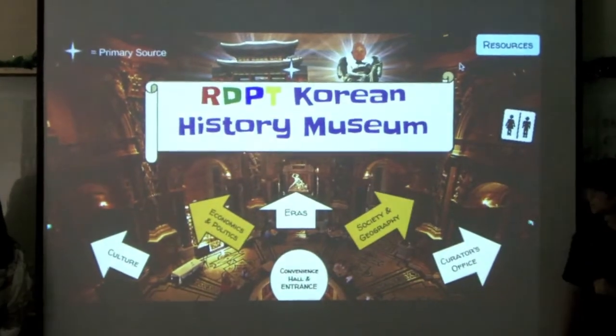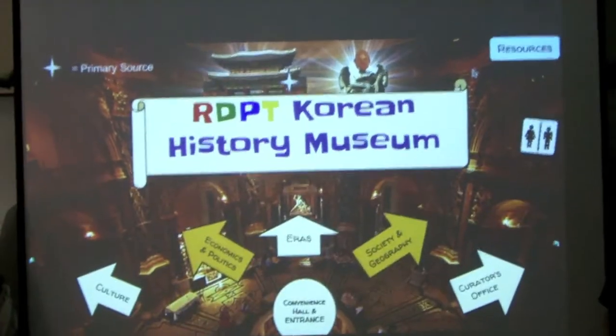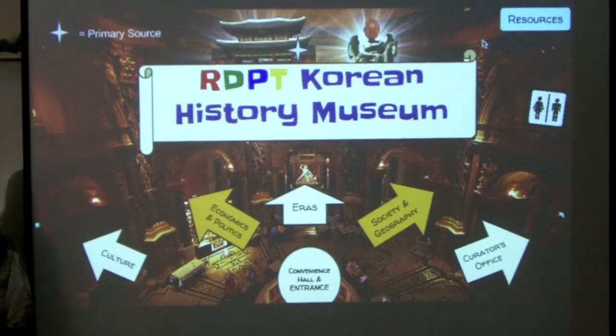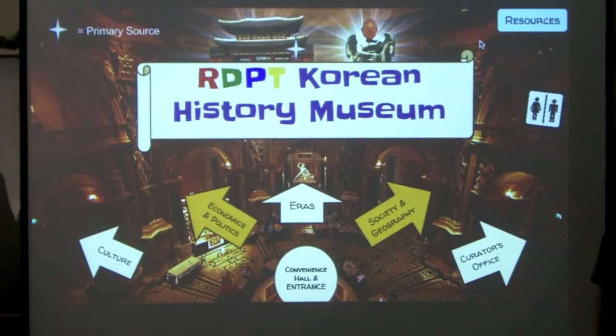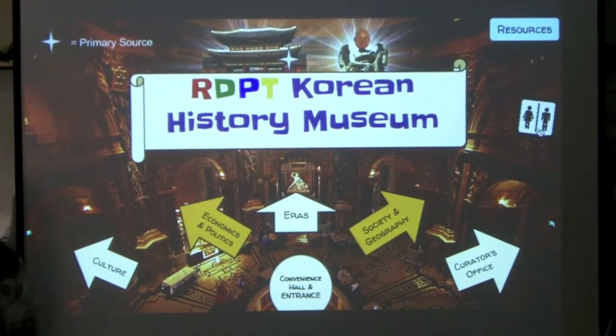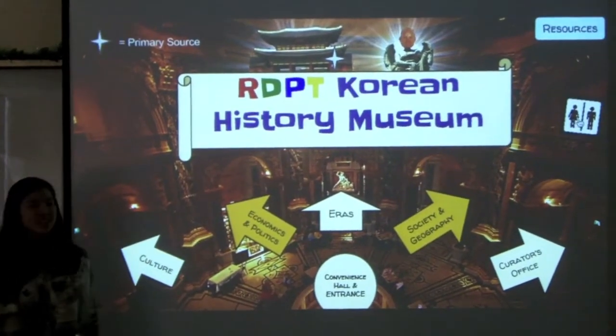So our RDPT Korean History Museum is divided into 5 exhibitions, which are culture, economics and politics, and era, society and geography, and the curator's office. It also has a convenience hall in the entrance. So first, we'll start by introducing the bathroom, which is small but extremely important.